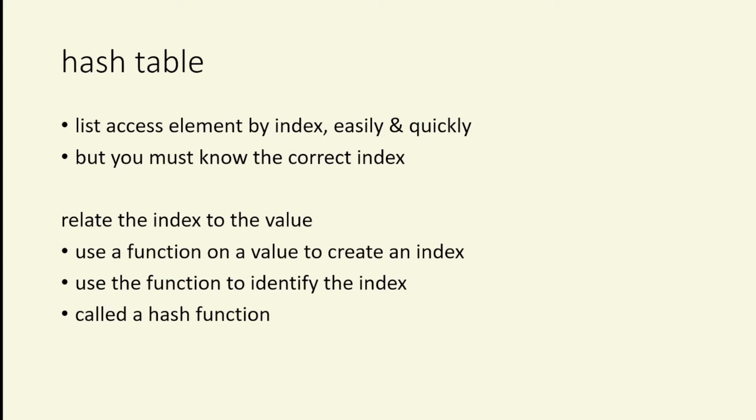But how do you know the correct index? What about if you could relate the index to the actual value? So one way of doing this would be to use a function on the value to create the index and then use that function to identify the index. And this is called a hash function.